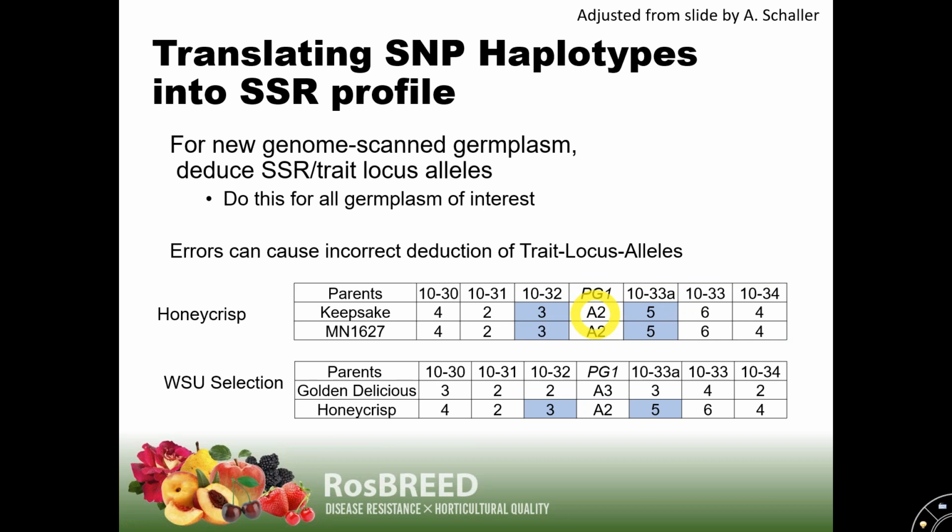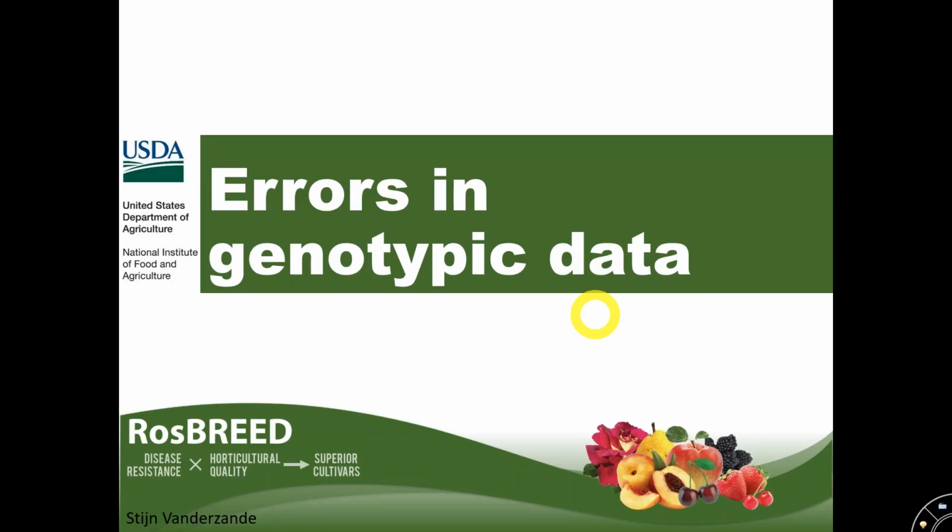But we can deduce what alleles it has for this DNA test without actually running the DNA test, because we have the SNP profile. But again, at that point, we need to have accurate SNP data, because if there's errors in it, we might come to a different conclusion and give different advice to a breeder. So for that, we need to make sure our data is right.